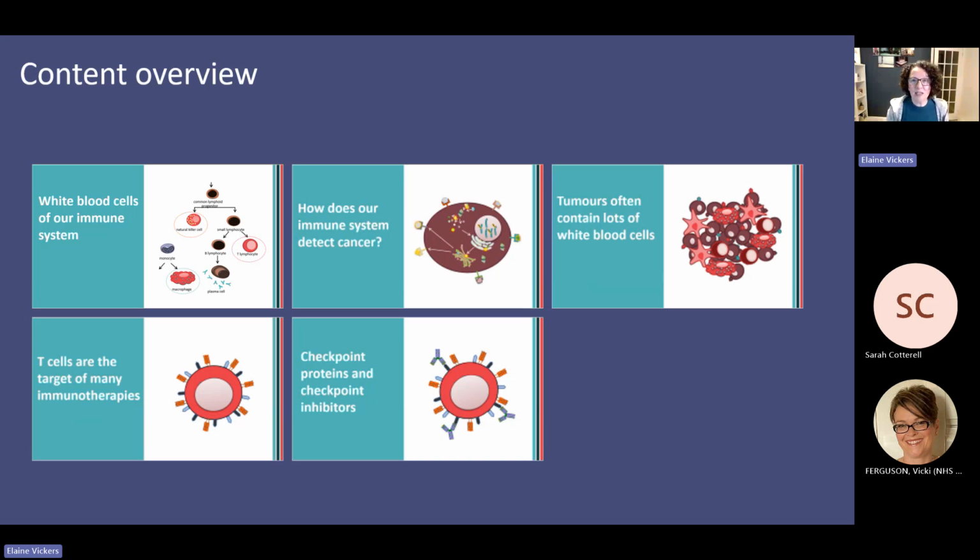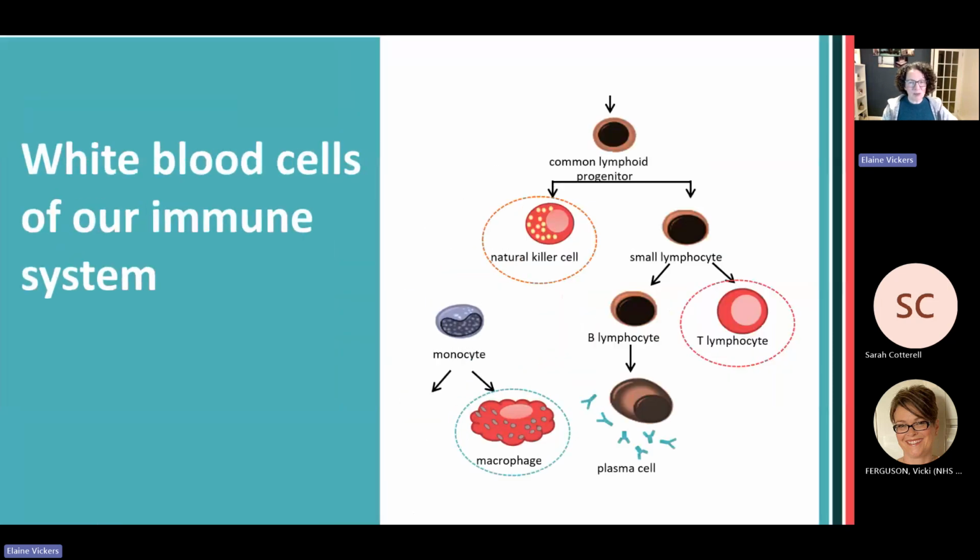How do we help the T cells? How do we give them a boost? How do we leverage them? How do we persuade them to kill cancer cells? And I'll talk about the big picture of all the immunotherapies that target the T cells and then look at the immune checkpoint inhibitors as an important example of an immunotherapy that aims to leverage the T cells. So I'll begin with a very broad brushstroke introduction to the immune system.